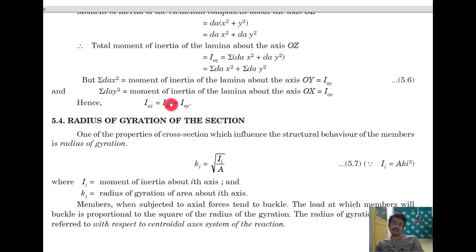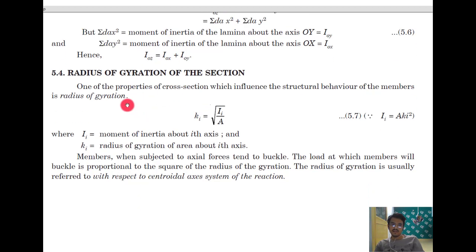The next point is the radius of gyration. It is simply the axis about which we are determining the moment of inertia. Sometimes we require the moment of inertia about an axis other than the centroidal axis. It is one of the properties of the cross section which influences the structural behavior of members. In design, this radius of gyration is very important. So, K, that is the radius of gyration, is equal to the square root of I divided by A, or we can write I is equal to A into K square.